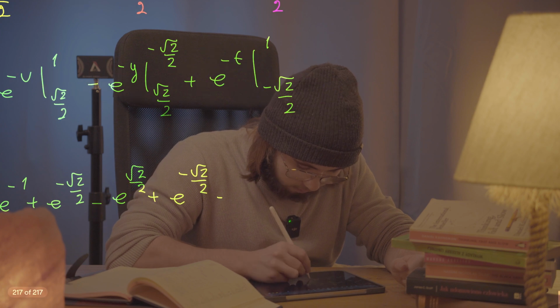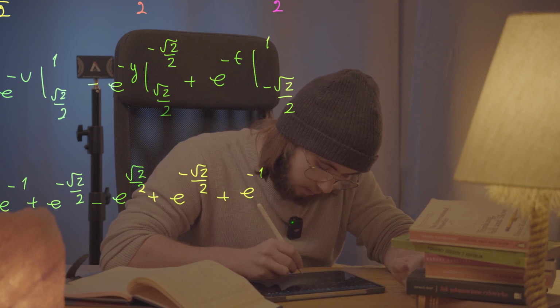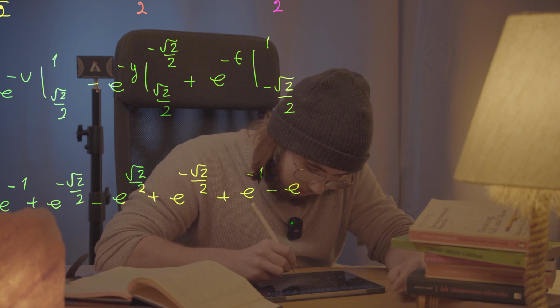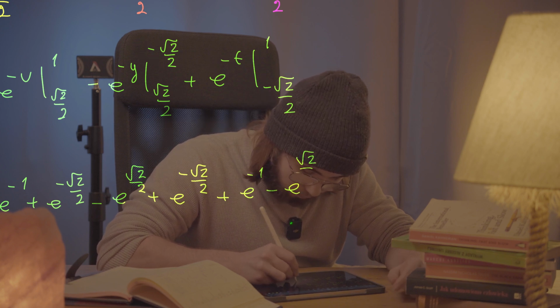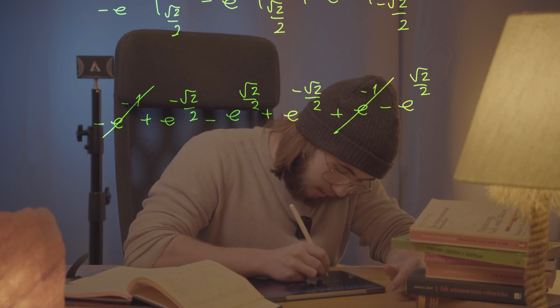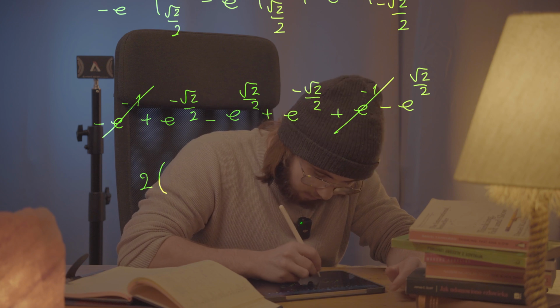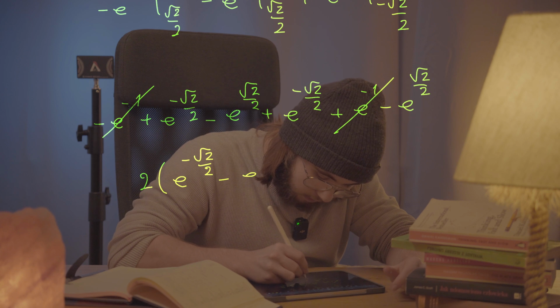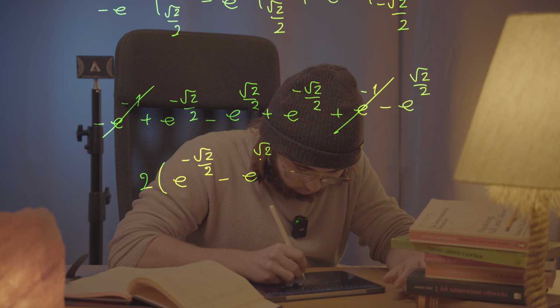I'm getting mixed up already. It's going to be e to the negative 1, and then minus e to the positive square root of 2 over 2. Now those two guys are going to cancel each other out. We're going to get 2 times e to the negative square root of 2 over 2 minus e to the power of square root of 2 over 2.